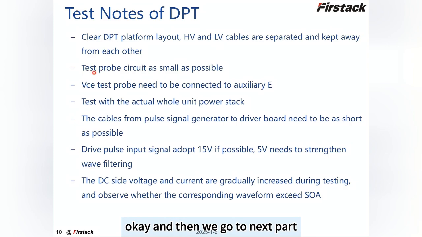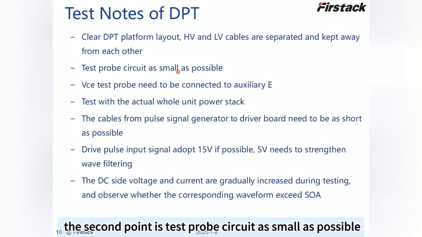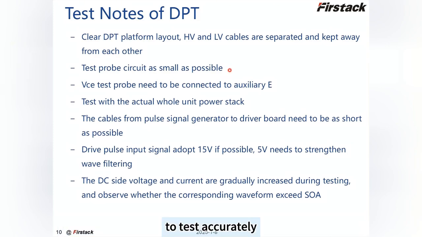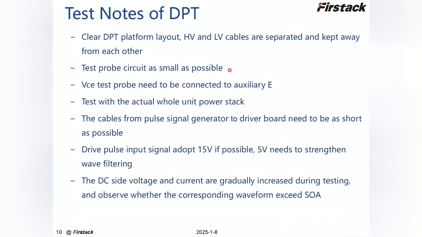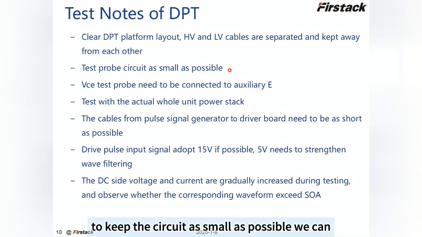Okay, and then we go to the next part. The second point is: keep the test probe circuit as small as possible. To test accurately, the measuring instruments and method need to have high accuracy, and theoretically, the smaller the circuit is, the less interference and error the probe will generate. So it's very important to keep the circuit as small as we can.